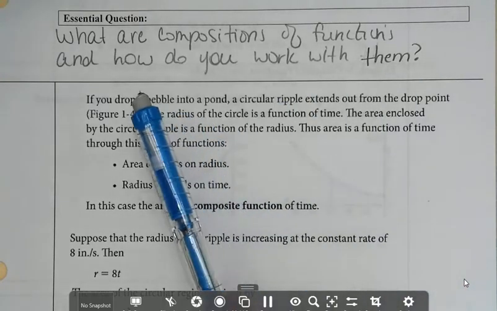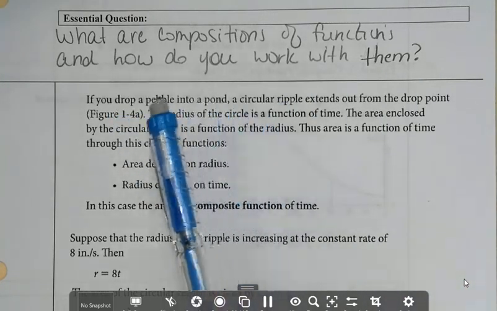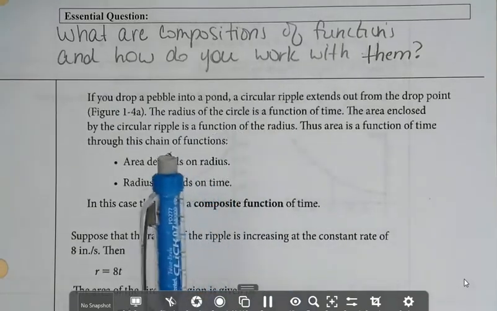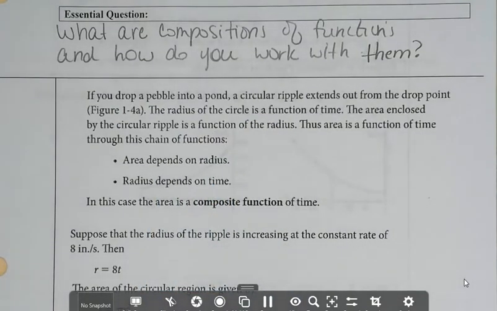Your essential question: what are compositions of functions and how do you work with them? So just a review on compositions of functions. We did quite a bit with this last year, and we're going to review it this year.